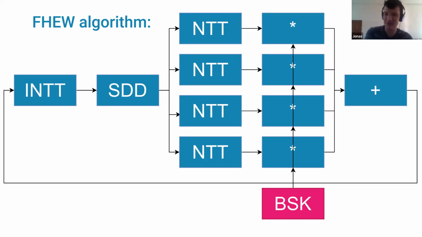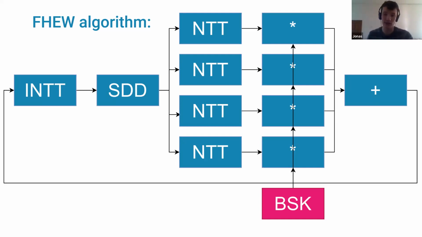What you do in the FHEW algorithm, from my perspective, is you do an inverse NTT, a signed digit decompose, 4 NTTs, 4 multiplications with some bootstrapping key, and then you sum these together, and then you go back and do this over and over again. And you do this a whole bunch of times, which is really good for FPGAs, because this is what you want to do in an FPGA. You want to do one task and do it efficiently, because then you minimize the amount of stuff you have to program.